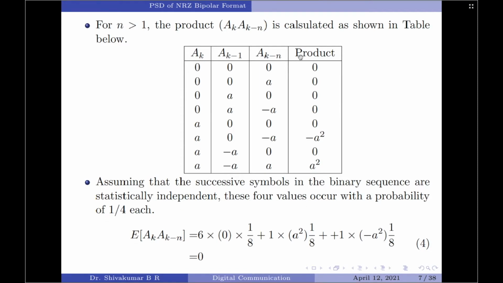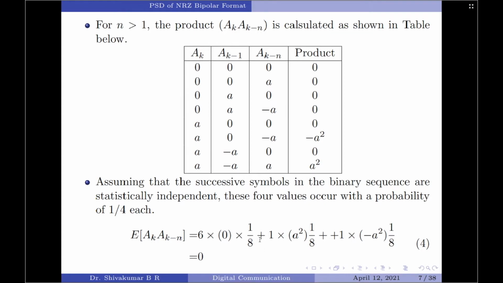Now, let us substitute these values into the autocorrelation equation, which is expectation of a_k into a_(k minus n). Now, we see that the symbol 0 appears 6 times. So, I will write it as 6 multiplied by the symbol value, which is 0, multiplied by the probability of its occurrence, which is 1 by 8. Then we have a plus. A square appears 1, so it will be 1 multiplied by a square multiplied by 1 by 8. And lastly, we have minus a square appearing once again. So it will be 1 multiplied by minus a square multiplied by 1 by 8.